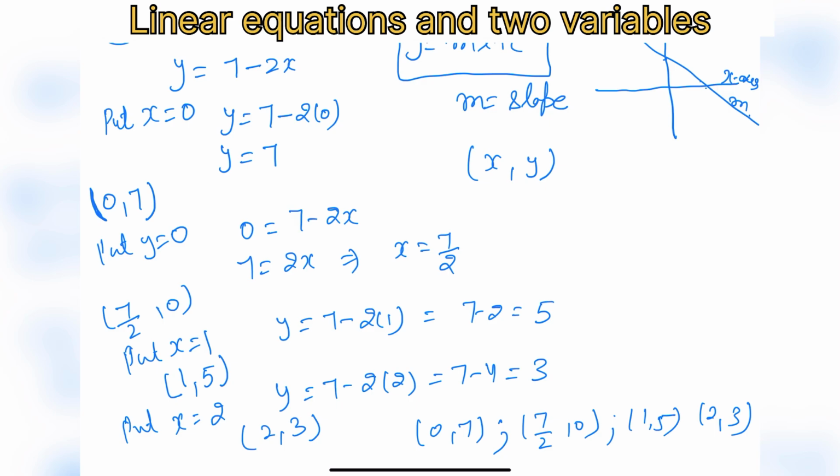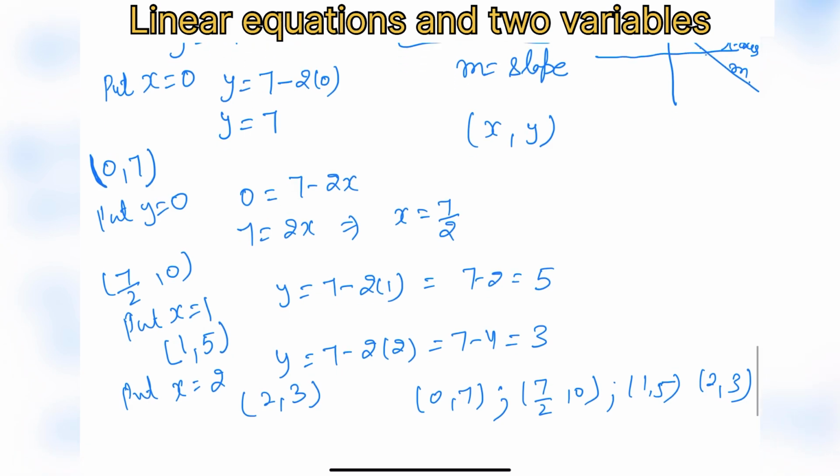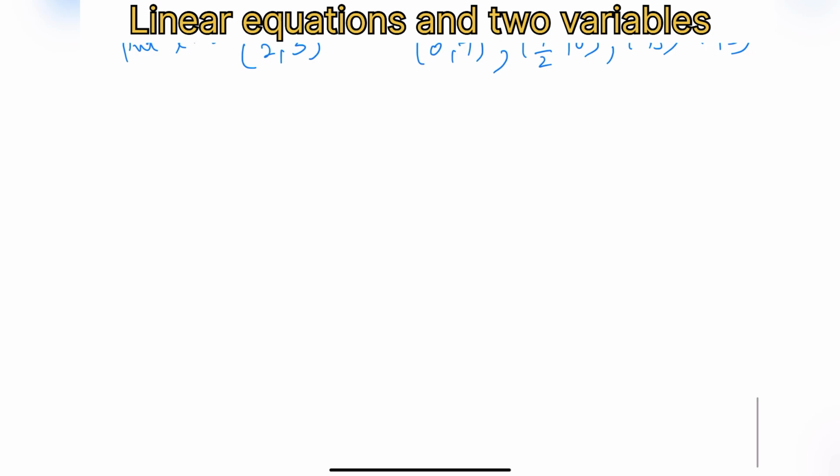We can put any value of x and any value of y to find a solution of the given equation, because the answer is not unique in this case. We got infinitely many solutions of a linear equation. Now the second question we have is pi x plus y is equal to 9. So write it as y is equal to 9 minus pi x.